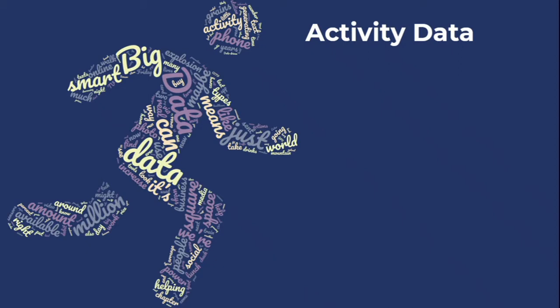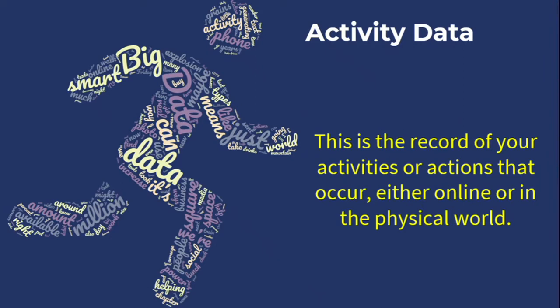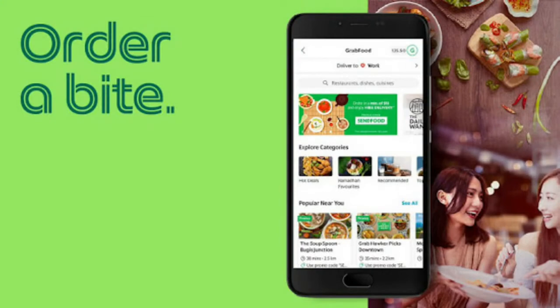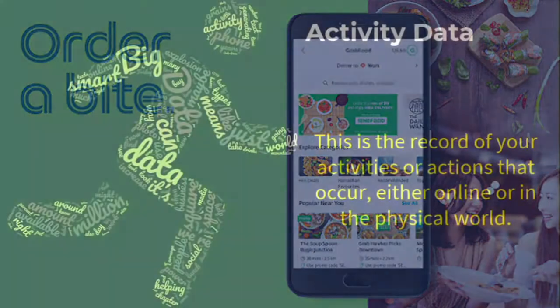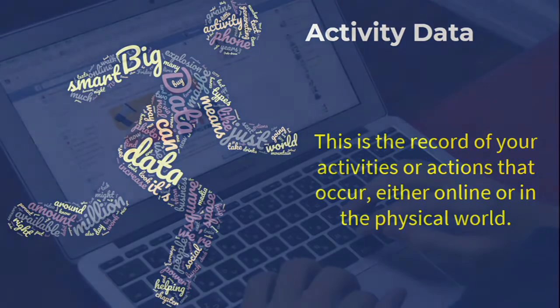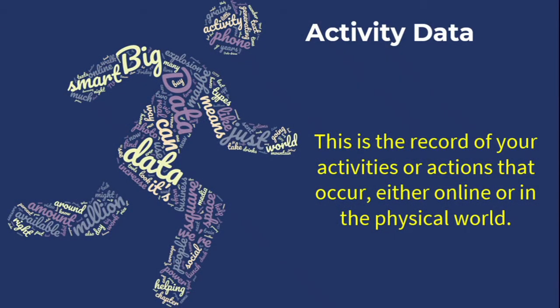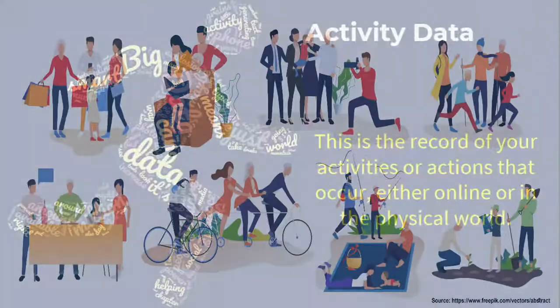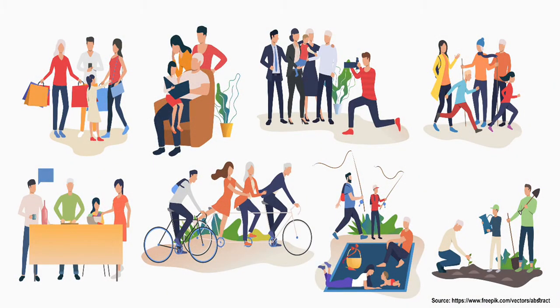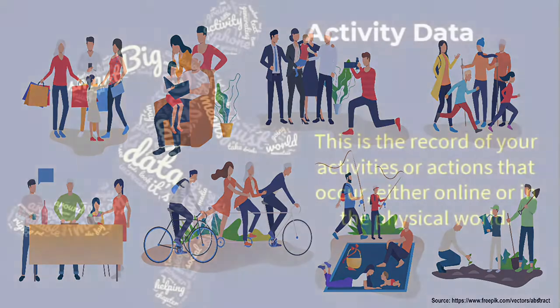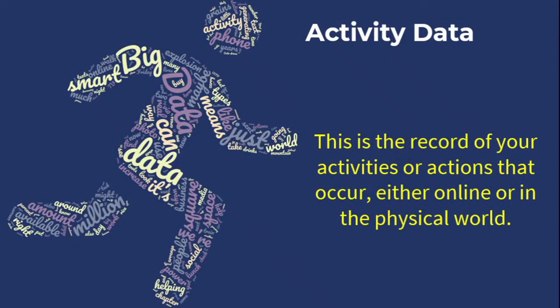The first one is what we call activity data. What is activity data? This is the record of your activities or actions that you do either online or in the physical world. Online, you order food from Grab. That is activity data. Online, you browse through your Facebook. That is activity data. In the real world, your activity data would be your work, your exercise, your transportation, going to the grocery.